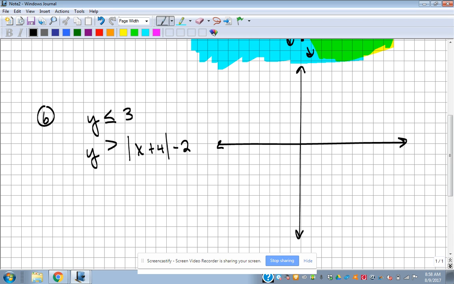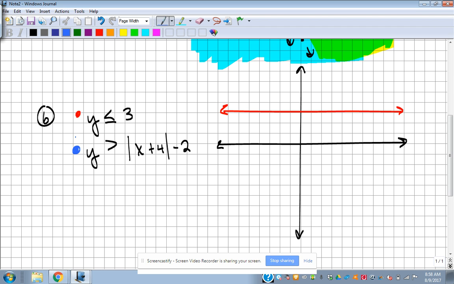Anybody remember what the graph of y equals 3 would be? It would just be a flat line. Yes, a flat line, or a horizontal line at 3. So I'm going to go up here to 3 on the y-axis and just draw a horizontal line. Should it be a solid line or a dotted line? Why solid? Equal to mark says solid. Okay.